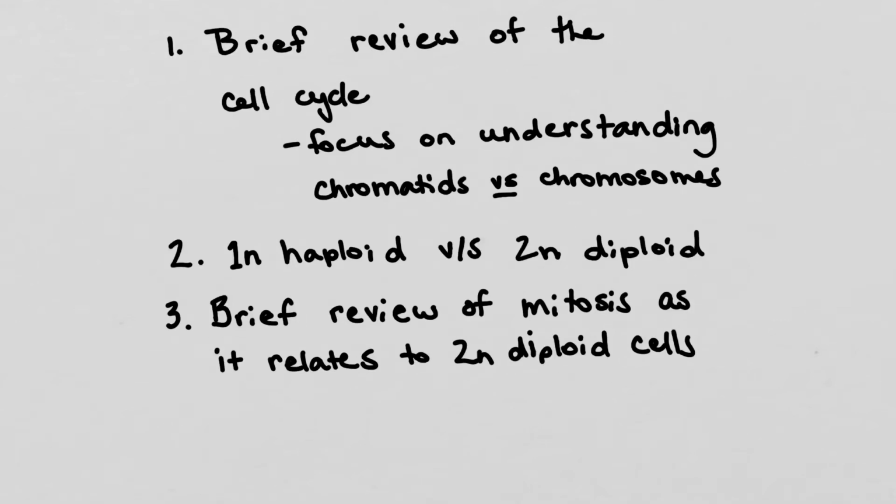This video lesson is going to start with a brief review of the cell cycle, focusing on differentiating chromatids and chromosomes, and move into a discussion of haploid versus diploid cells, and then a brief review of mitosis as it relates to 2N diploid cells.